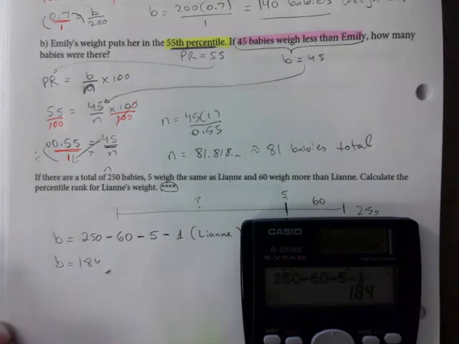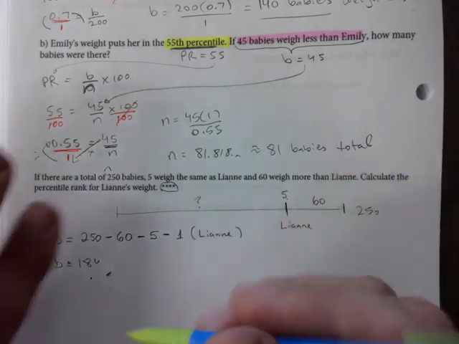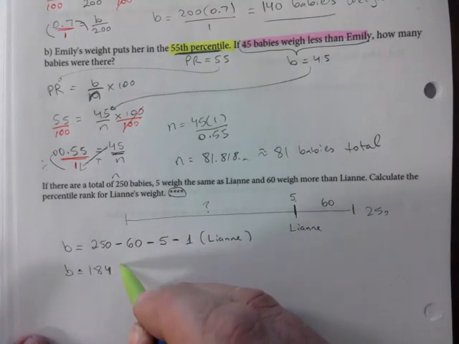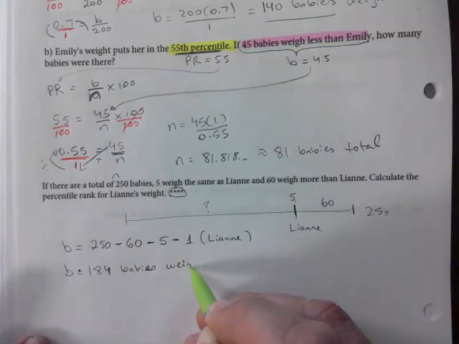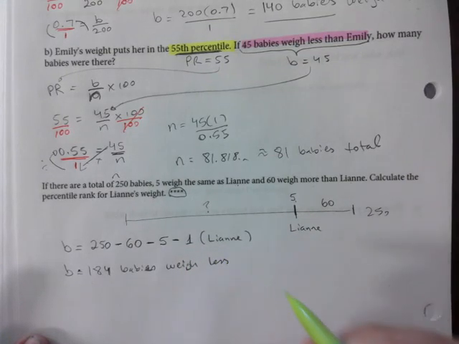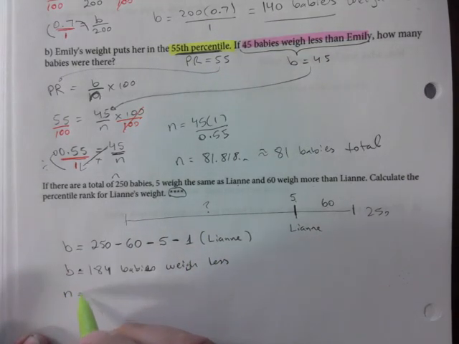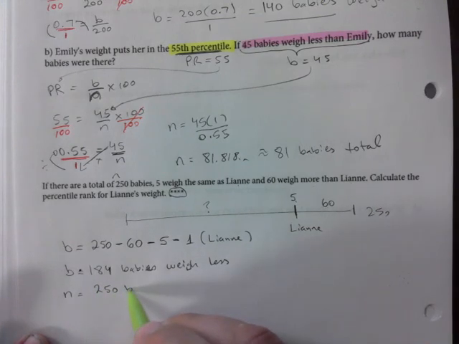So 250 minus 60 minus 5 minus 1. So 184 babies weigh less. And what's my total? 250 babies total.